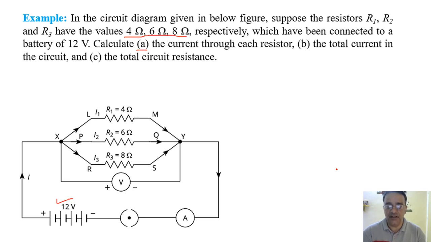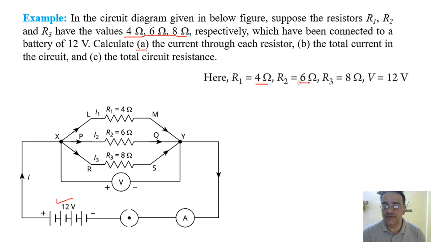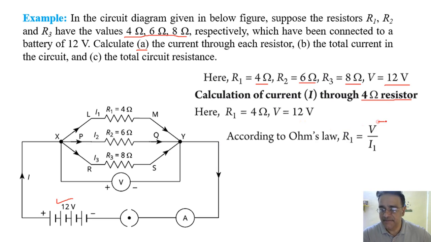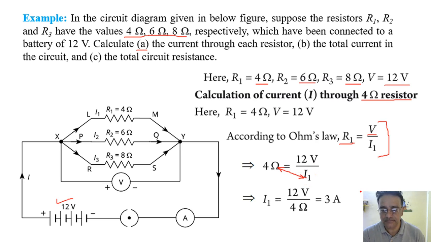flowing through R1 resistance. So here R1 is equal to 4 ohm, R2 is equal to 6 ohm, and R3 is equal to 8 ohm, and V is 12 volt. Okay, now we are going to find first the current flowing through the 4 ohm resistance, that is R1. According to Ohm's law, में हम लोग R is equal to V by I लिखे थे. We can directly write it as I is equal to V by R, or you can write this one first: R1 is equal to V by I1. उसके बाद इसमें substitute कर लेंगे R1 का value और V का value. So I1 is equal to 12 by 4, that is 3 ampere. Okay, so this is the current flowing through the 4 ohm resistance.